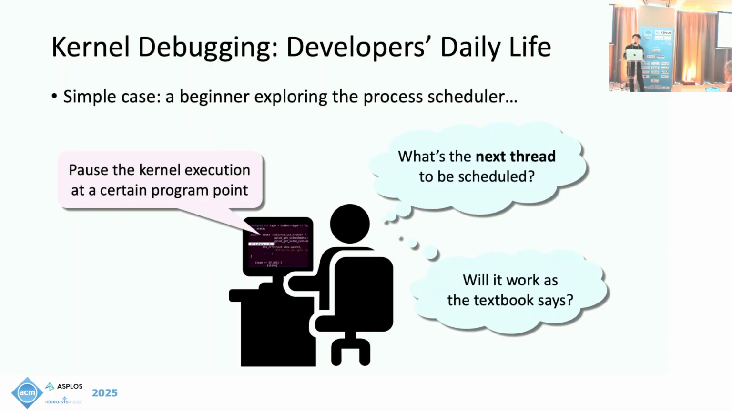You can imagine that you are a beginner and you have some basic knowledge about the Linux kernel. Now you want to figure out how the process scheduler works in the real kernel implementation. So you might debug the kernel step by step and imagine that you have paused the program execution at a point, and now you want to know what is the next thread to be scheduled. Does the process scheduler work as the textbook says?